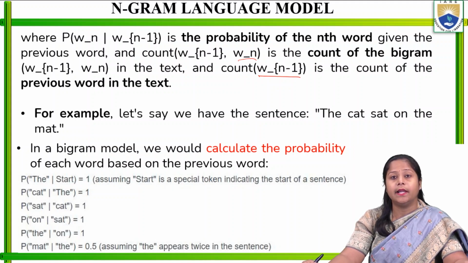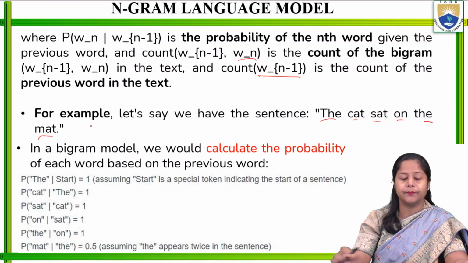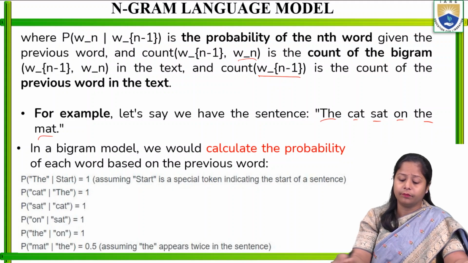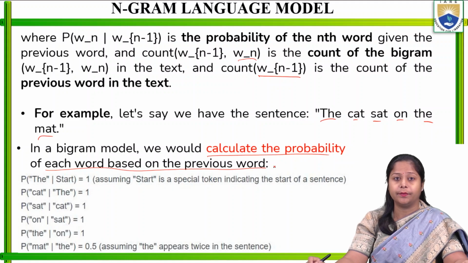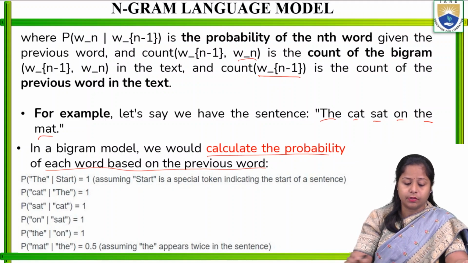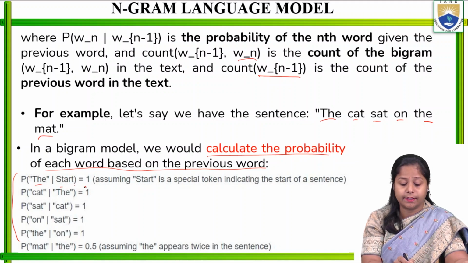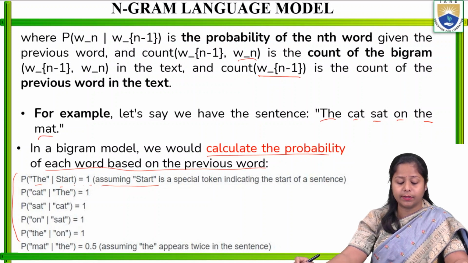For example, let's say we have the sentence, the cat sat on the mat. That is a famous example. If we apply a bigram model on this sentence, we calculate the probability of each word based on the previous word. Let's see how we will do it. The probability of the given start is 1, assuming start is a special token that indicates the start of a sentence. So we will use 1.